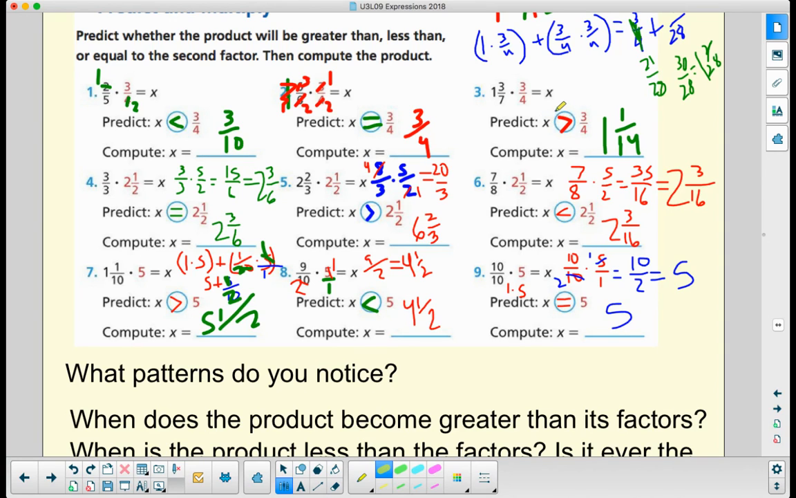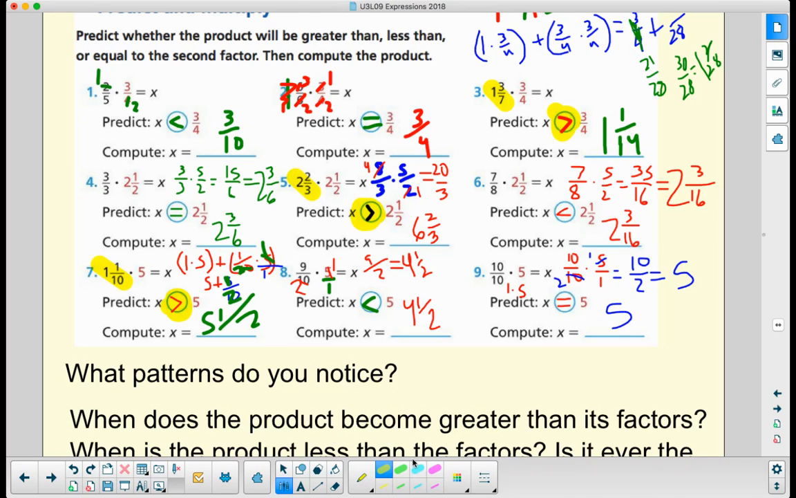greater than, here, here, and here. When did it become greater? When the other factor, here, here, and here, is greater than 1. 1 3/7 is greater than 1. 2 2/3 is greater than 1. 1 1/10 is greater than 1.